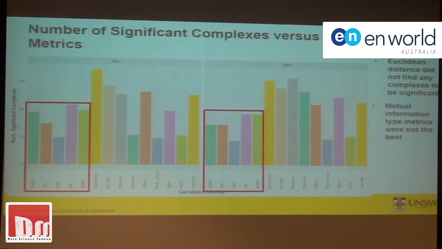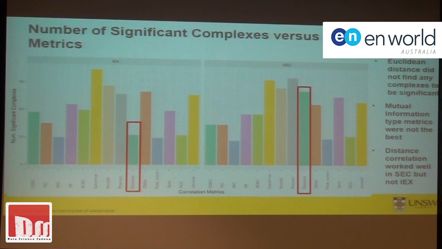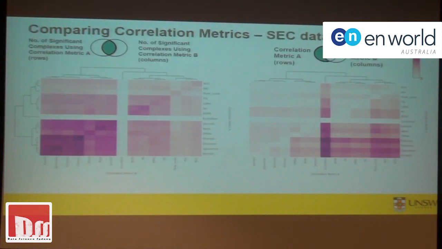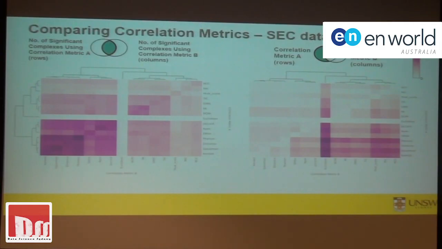Mutual information type metrics such as MIC were not the best. Distance correlation, which is a strong contender to be a general correlation metric that can be used in many different applications, worked well in SEC, but not IEX. So usually when I compare many correlation metrics, I'll draw many Venn diagrams, but there's just way too many to be drawn. So I've represented the data in a heat map instead.